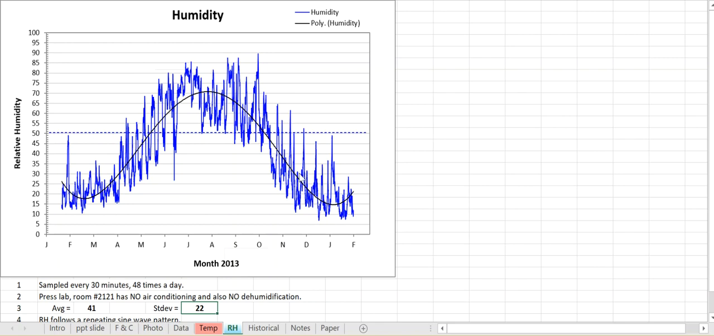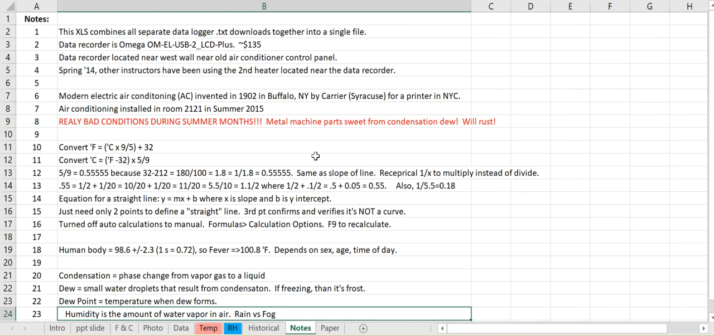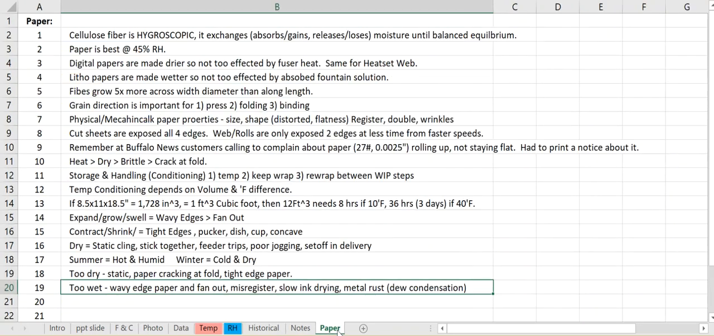This is a normal bell curve, but because it repeats, it's cyclical, and that cyclical pattern is called a sine wave. Here's the historical outside temperature data. You can get this for your city by going to that website. You can think of it again as a target aim with plus or minus on high, low, maximum, minimums. We talked about temperature data here, and then we talked about the consequences it has on paper.